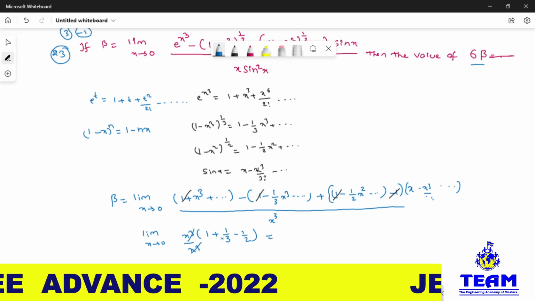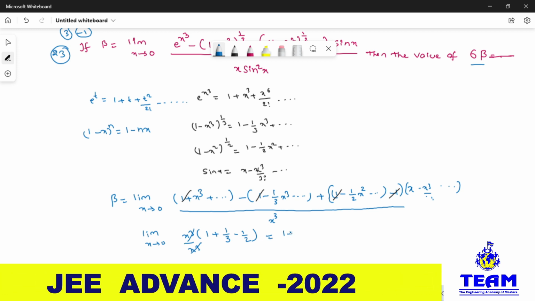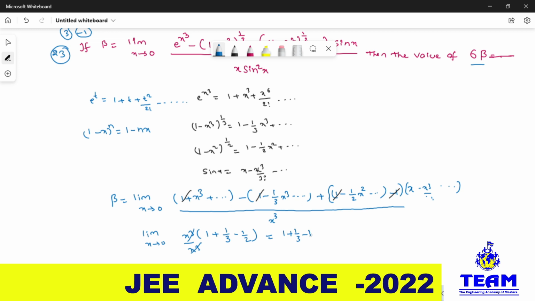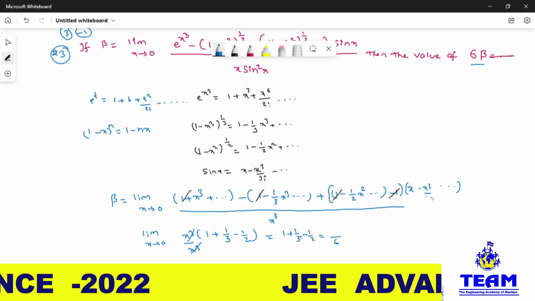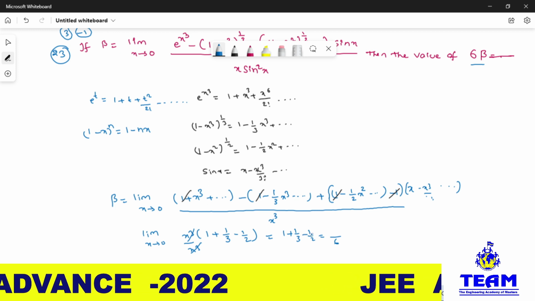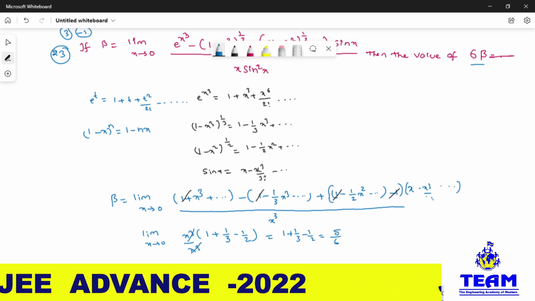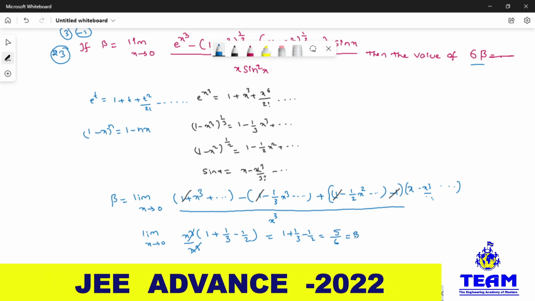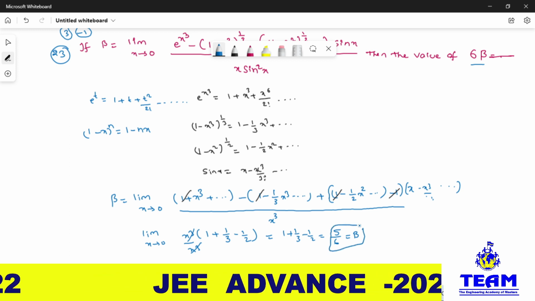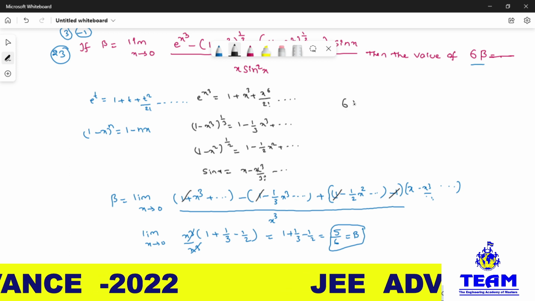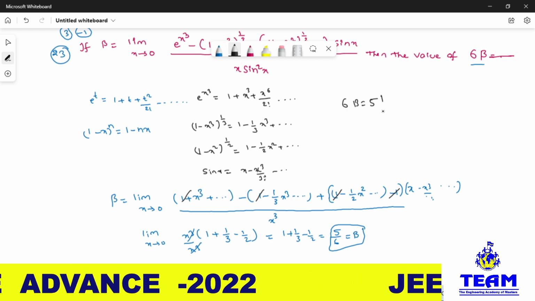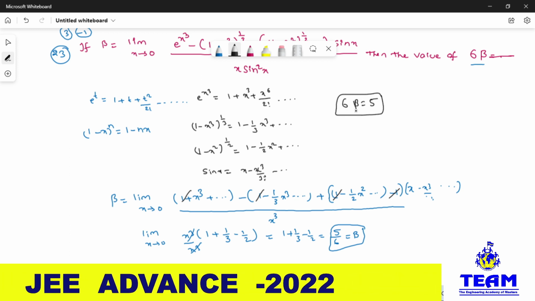Then as x tends to 0, the limit of a constant is always constant. That is 1 plus 1 by 3 minus 1 by 2. So the LCM is here 6, and this is 6 plus 2, 8. 8 minus 3 is 5. So this is 5. Which value is 5? This is the beta value. Beta value is equal to 5 by 6. Then can you say what is 6 beta? 6 beta is equal to simply 5. That's it. So is it easy or tough, friends?